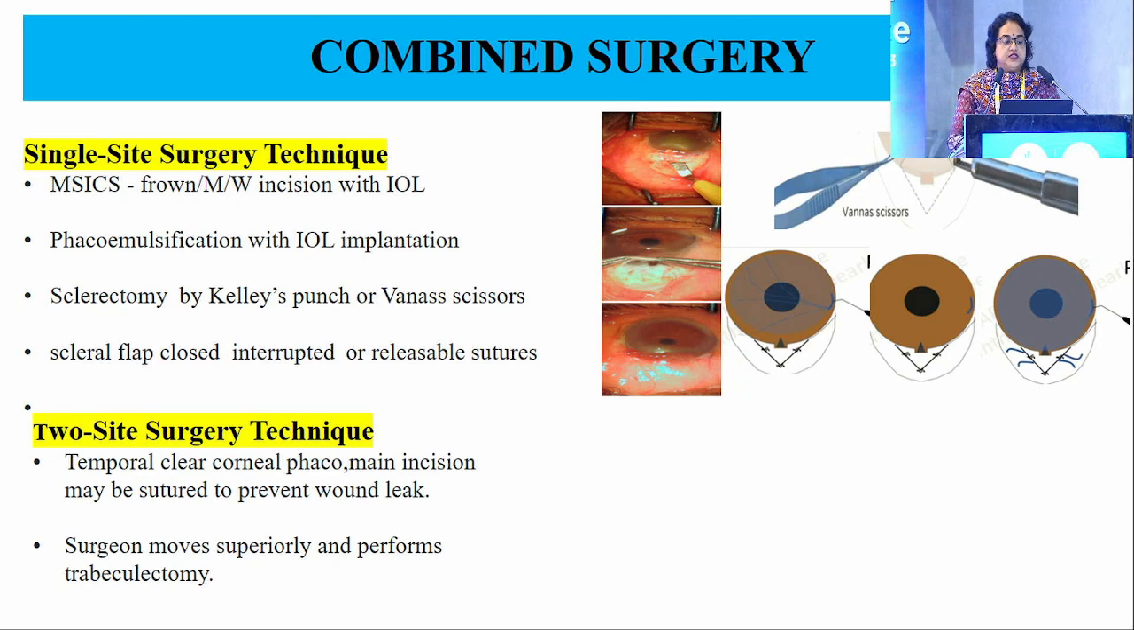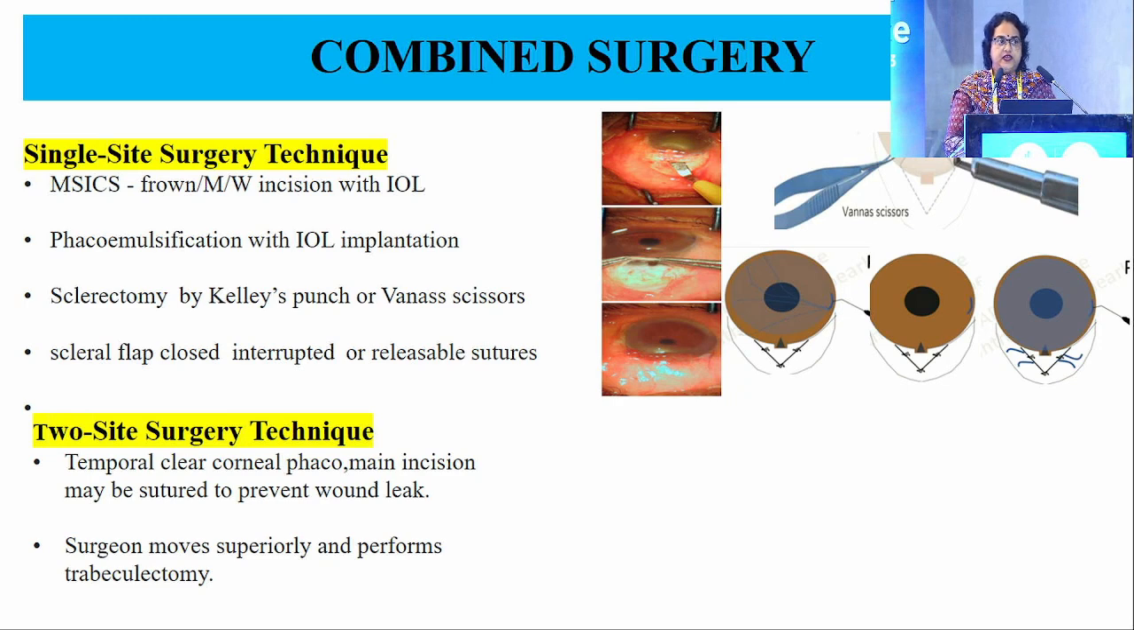Now, combined surgery can be single site, like in MSICS with any type of incision, and you can do the trab inside the flap. Then you can do sclerectomy by punch or scissors and close the flap by either interrupted or releasable sutures. And in a two-site surgery, first you do the clear corneal temporal phaco, and then you move on to the superior side to do a trabeculectomy. It is definitely better to do the cataract surgery first, because if you do the trabeculectomy first, then in a setting of hypotony, it is difficult to remove the cataractous lens.